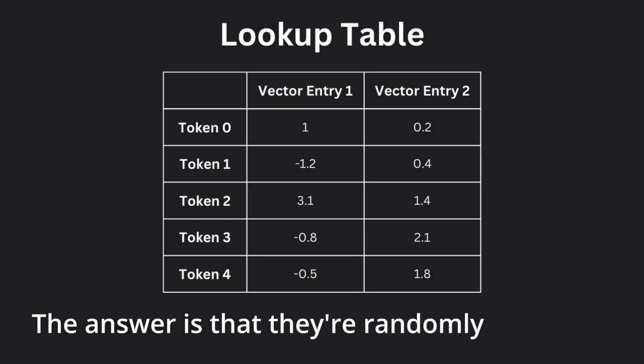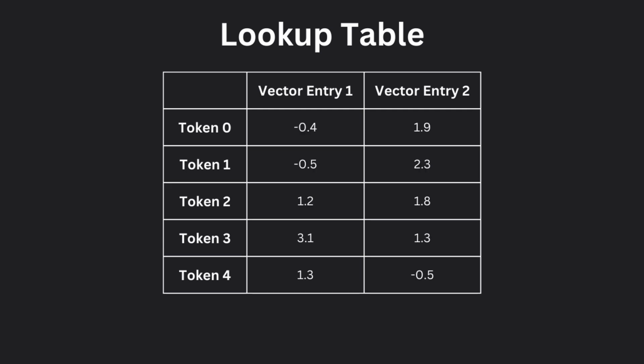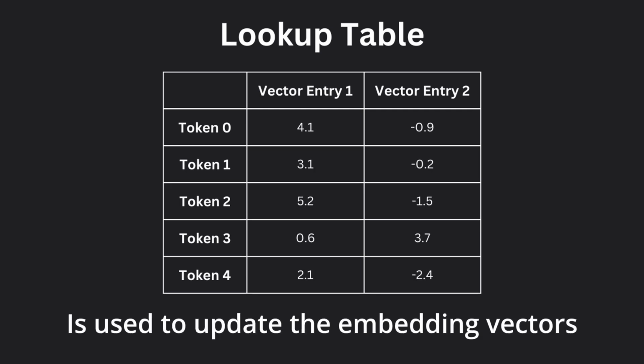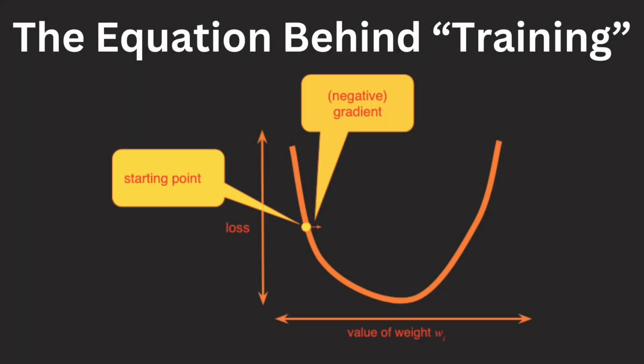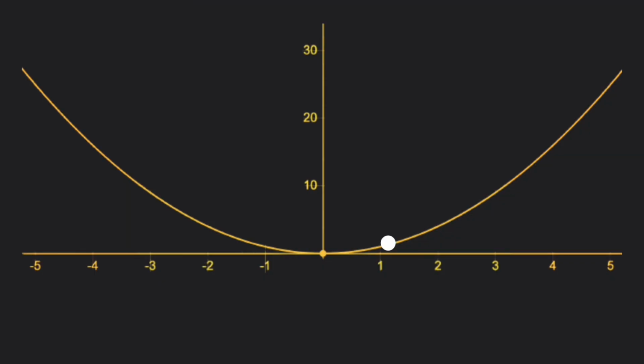The answer is that they're randomly initialized, and over many iterations of training, the gradient descent rule is used to update the embedding vectors. This means that initially, words that are entirely unrelated may be very close to each other, and words that are related may be far apart, but over training these vectors are updated. Gradient descent is the training algorithm, and it makes use of some very basic calculus.